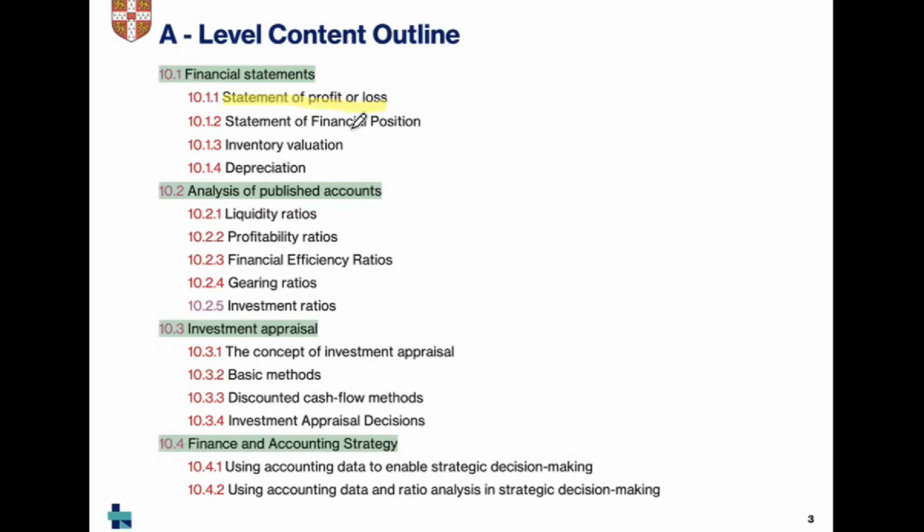But a quick overview of our content in chapter 10: we'll look at financial statements, which is the first one. Then we'll look at how to analyze published accounts, published financial statements. We are going to do this with some mathematical ratios. We're going to look at liquidity ratios, profitability ratios, financial efficiency ratios, and some other ratios. And these ratios help us to analyze financial statements or published accounts.